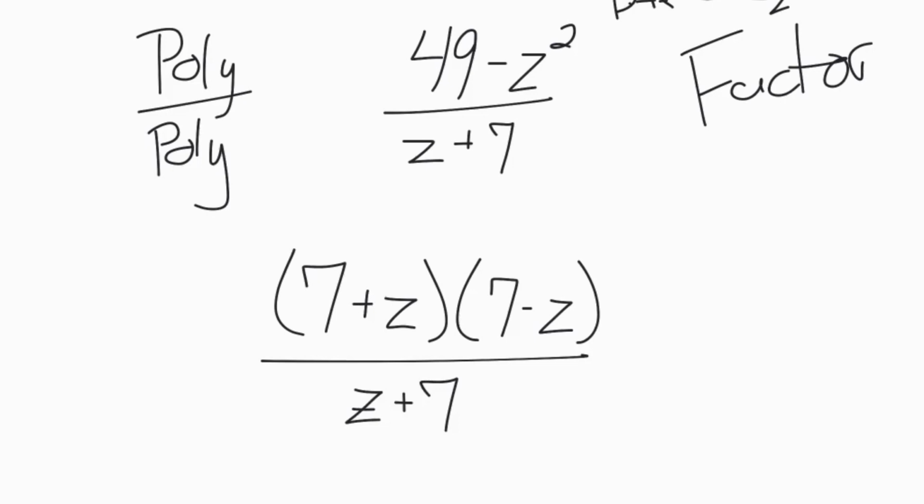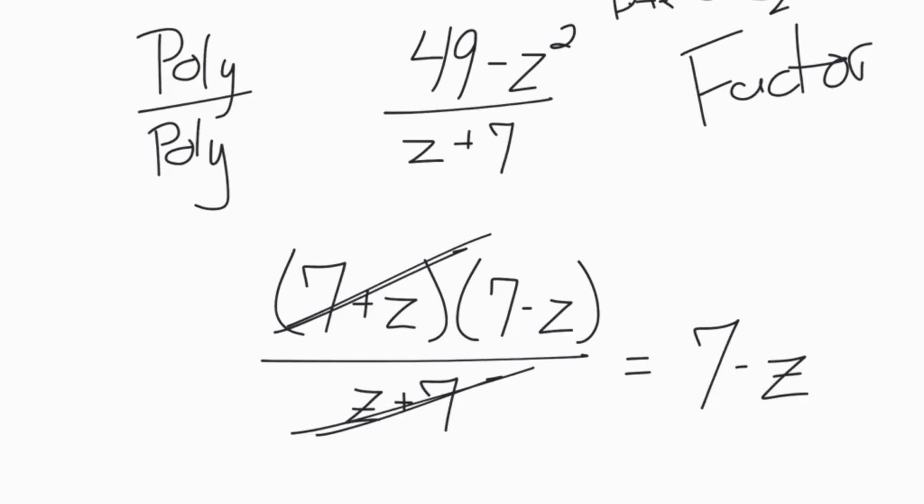Now you can only cross out like terms. This and this are like terms because there's addition, they're both positive, so it makes no difference if you're adding the z or adding the 7. So when they factor out and simplify, you get a 7 minus z.